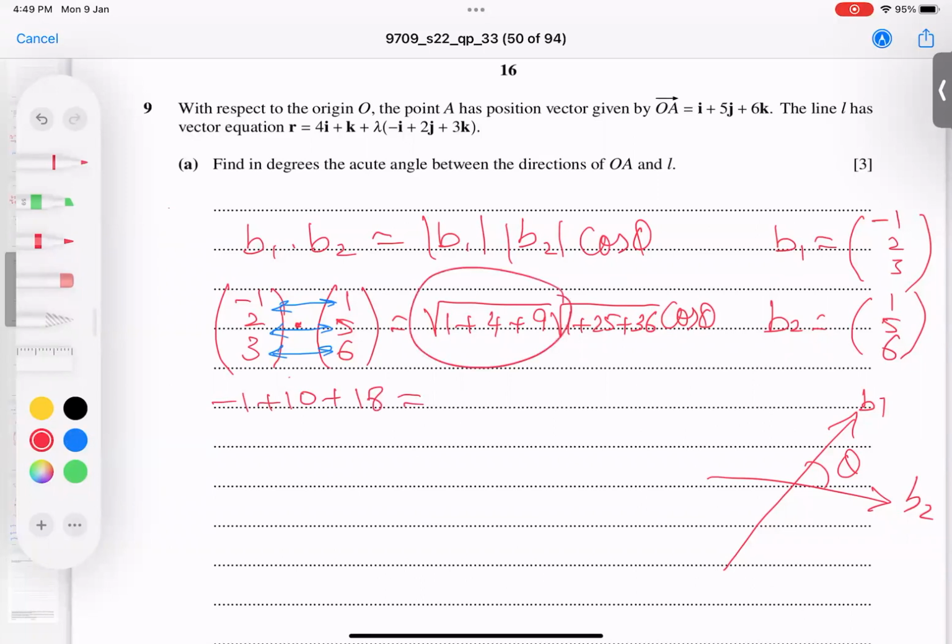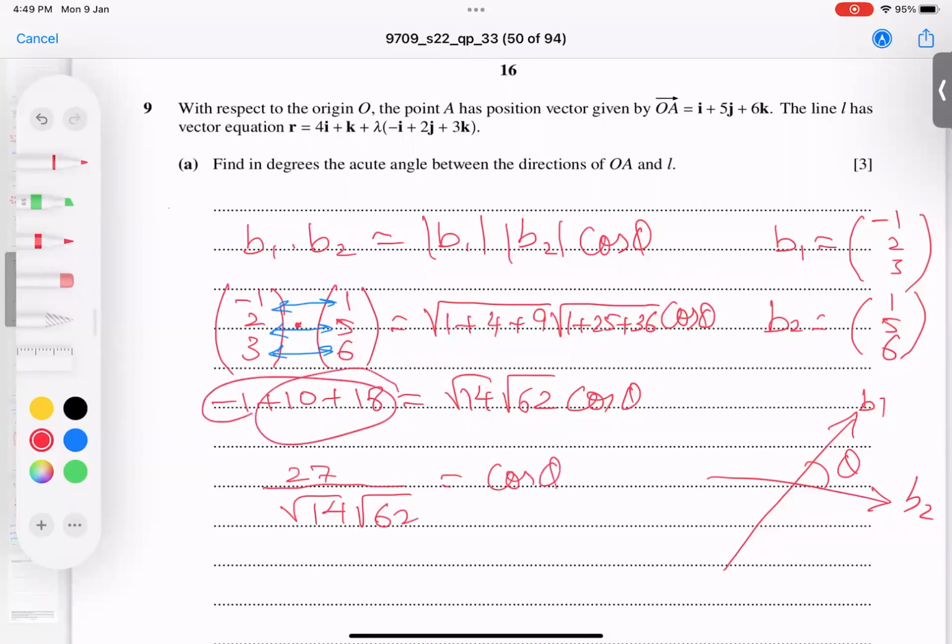Here I got root 14. And the other one is becoming 62, so root 62. So 27 cos theta equals 27 over root 14 into root 62. Let me recheck. Yes, correct. The dot product is 10 minus 1 is 9 plus 18, that gives 27.